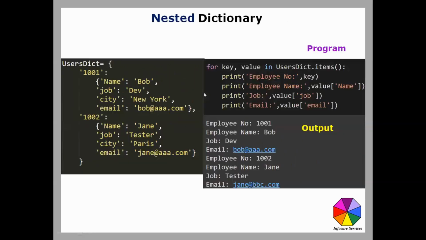However, when you want to loop through to get the key and value together, you have to use a built-in function, dictionary name dot items. This items is a built-in function of the dictionary used inside loops.